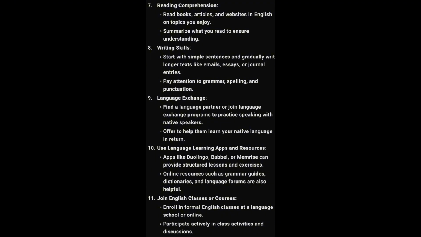Next step is join English classes or courses. It means enroll in formal English classes at a language school or online. Participate actively in class activities and discussions. If you feel that you are not comfortable having any online course, just join any English coaching institute. There you can learn as well as practice with other co-learners, right?